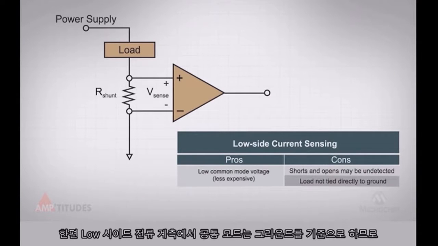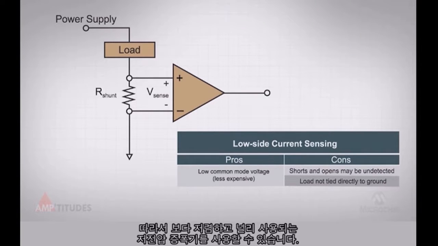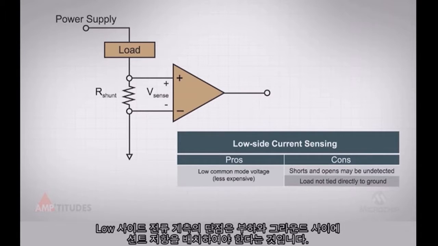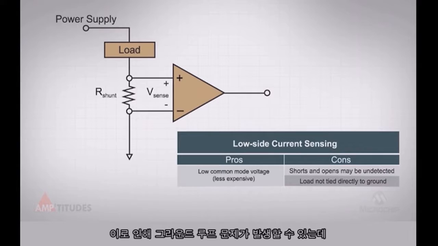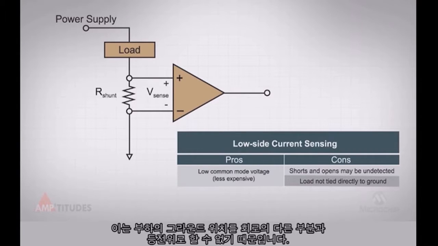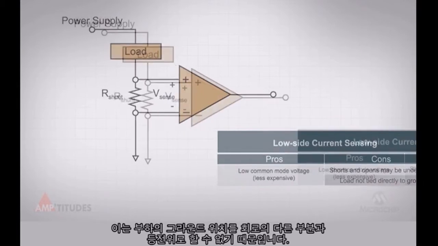As opposed to high-side current sensing, on the low side, the common mode is referenced to ground. Hence, a cheaper, more readily available, low-voltage amplifier can be used. As alluded to earlier, one disadvantage of low-side current sensing is that the shunt resistor is placed between the load and ground, which can cause ground loop issues since the load may not be at the exact same ground potential as the rest of the circuitry.